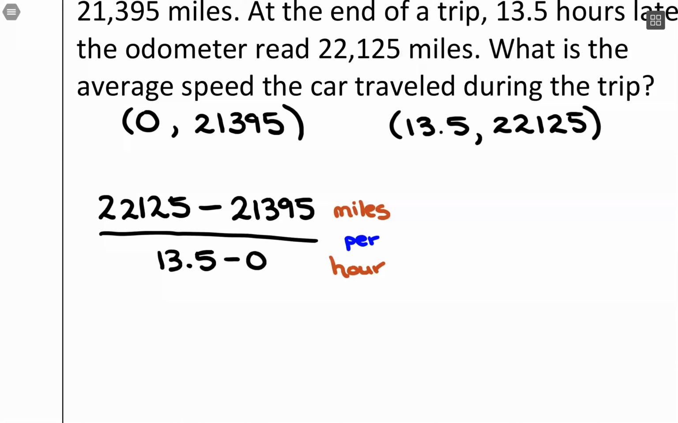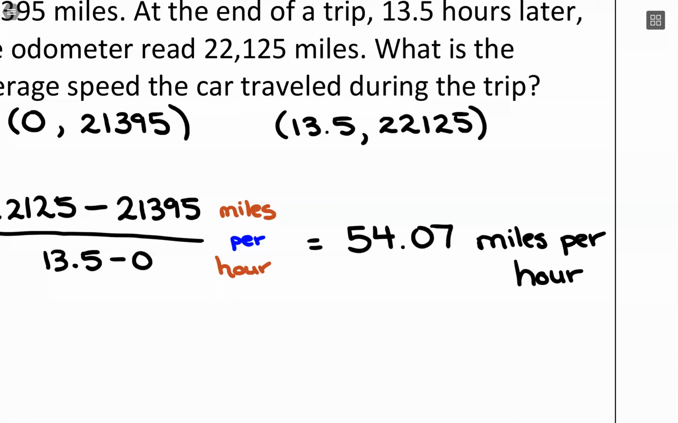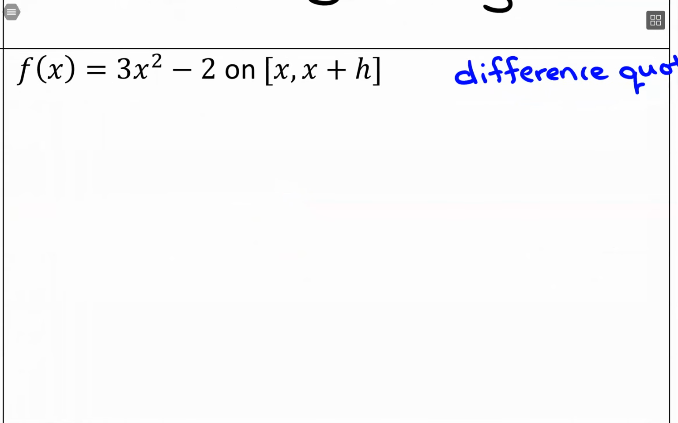If we simplify that down, just put it into a calculator and round to 2 decimal places, this will be 54.07, and then our units would be miles per hour, based on how our units were set up there. So when we put together our units from calculating these average rates of change, what we would have is y units per x units, because our change in y is occurring in the numerator and change in x is occurring in the denominator.